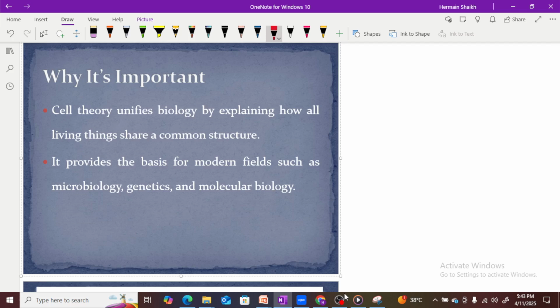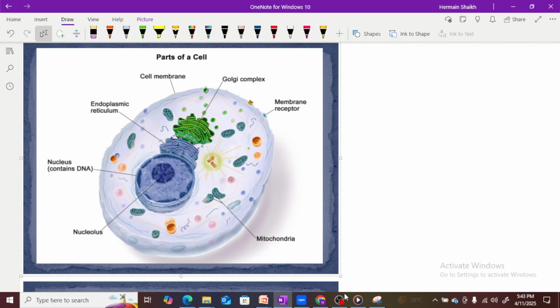Now, why is it important? Cell theory unifies biology by explaining how all living things share a common structure. It provides the basis for modern fields such as microbiology, genetics, and molecular biology. Now let's see some parts of the cell, which are known as the organelles of the cell.